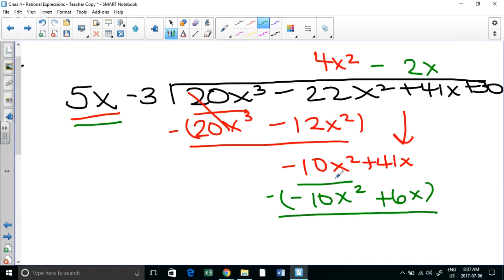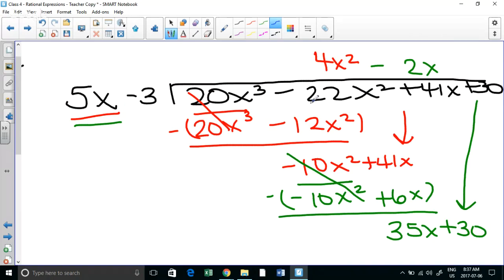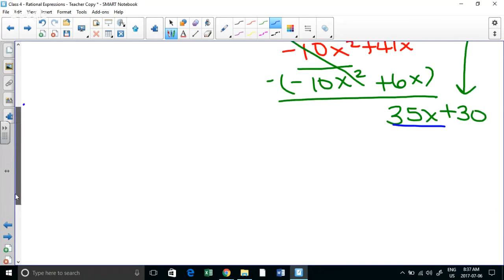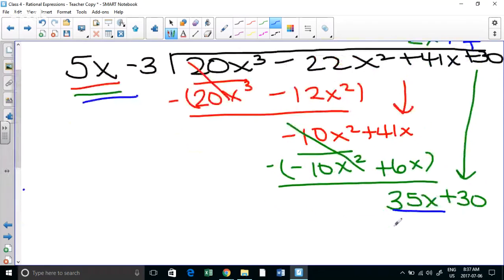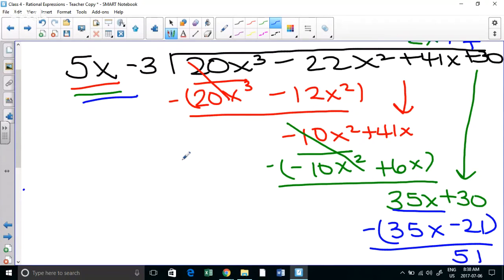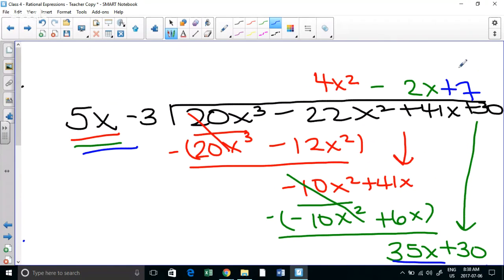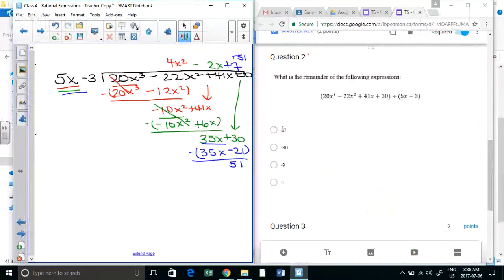So I have 41 minus 6. These go away. So 41 minus 6 gives me 35x, and this gets brought down as well. We divide this term here. This term gives me 7. When I do the multiplication, I get 35x minus 21. When I subtract, that gives me 51 as my remainder, giving me A as my solution.